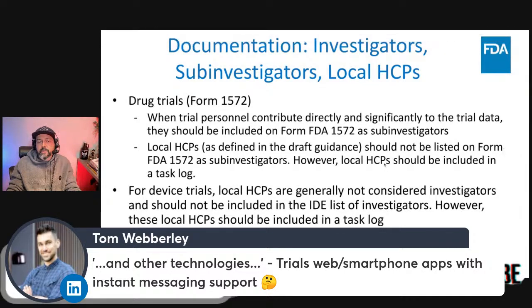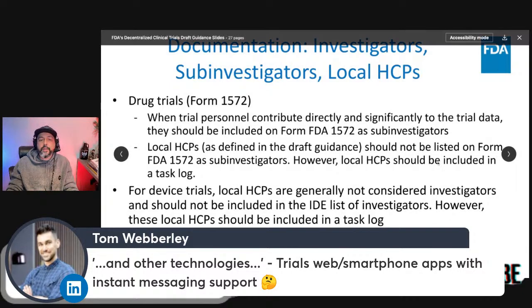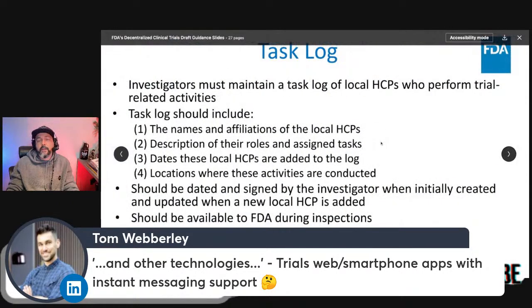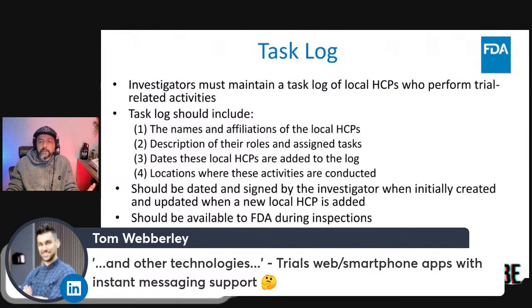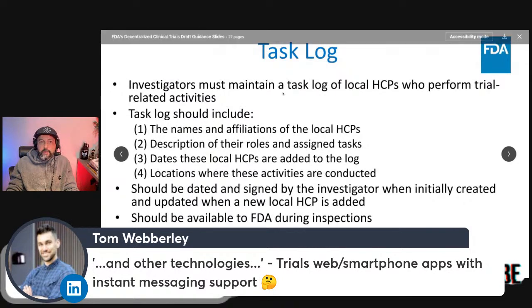For device trials, local healthcare providers are generally not considered investigators. So for devices, local healthcare providers are not considered investigators. They should not be included in the IDE list of investigators. However, these local healthcare providers should be included in a task log. Here's the task log. So apparently this is going to be something important, guys and gals. Buckle up. It's going to get bumpy.